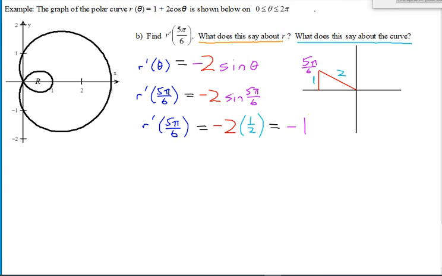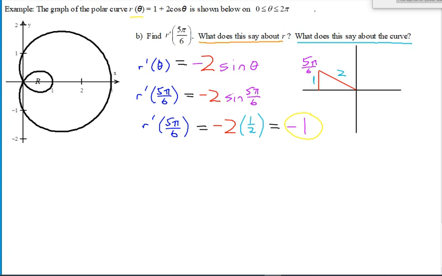Now we've got to interpret this. What does this say about R? Well, remember the first derivative, this was R right here, always tells you whether the original function, based on whether it's positive, is increasing or decreasing. So since we have a negative answer, the radius is decreasing. And if the radius is decreasing, what does that say about the curve? That means the curve itself, when the radius is decreasing, is moving closer to the origin. So that's the two different things it's asking you about on this problem.